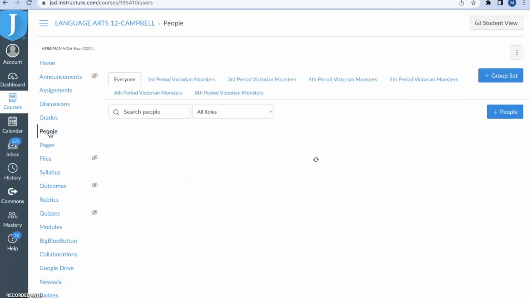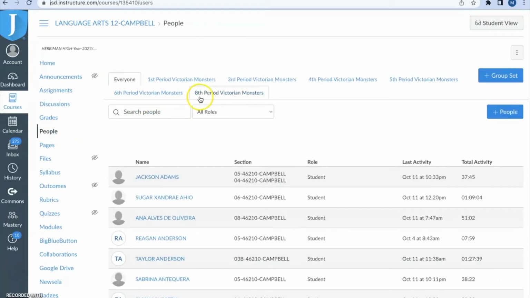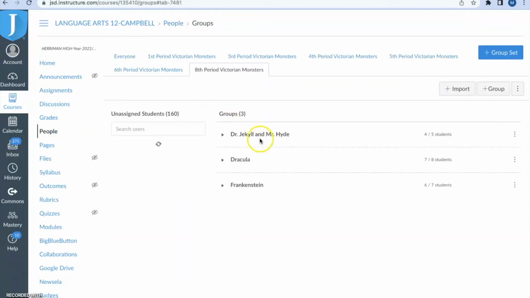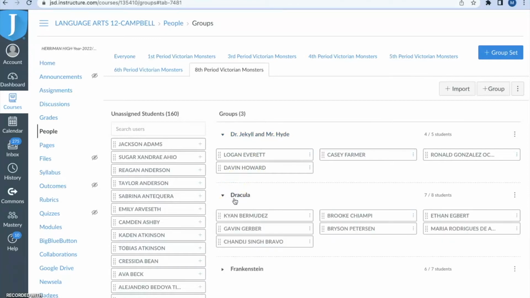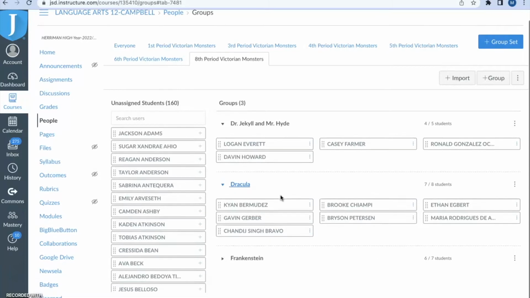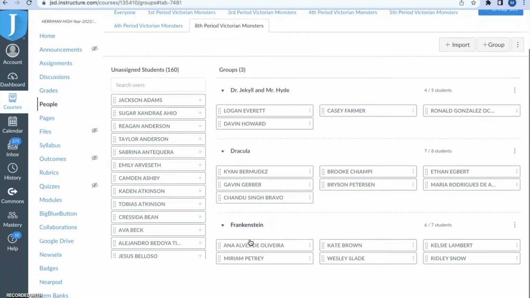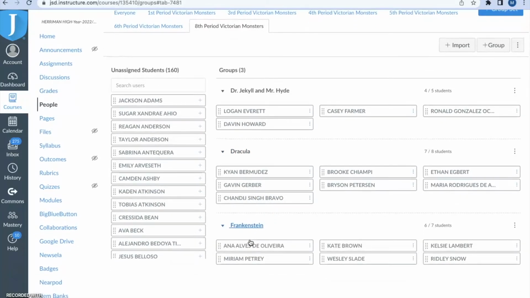You can see what groups you're in just in Canvas, but I'll quickly show you exactly where you're at. For Dr. Jekyll and Mr. Hyde, we have four students: Perry, Casey, Ronald, and David. For Dracula, seven people: Kyan, Brooke, Ethan, Maria, Bryson, Gavin, and Chanji. And for Frankenstein, we have Anna, Kate, Kelsey, Ridley, Wesley, and Miriam. Those are the three different groups.